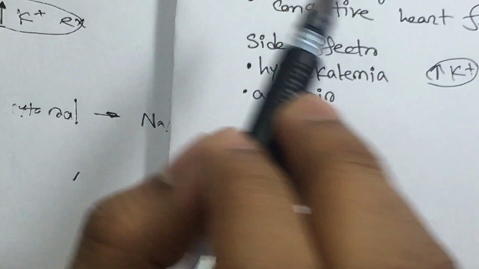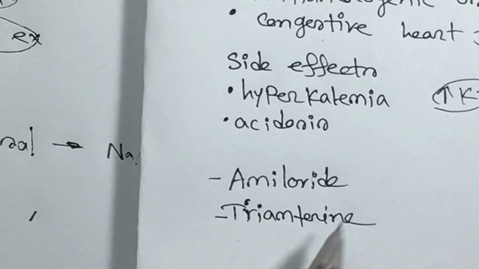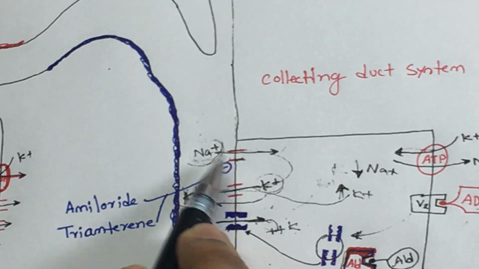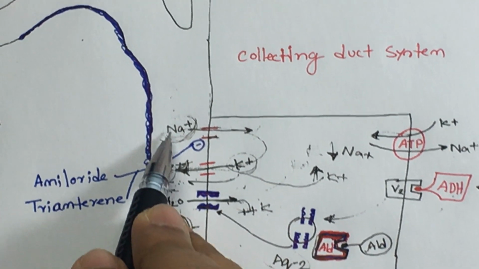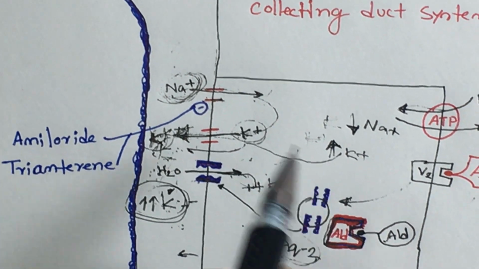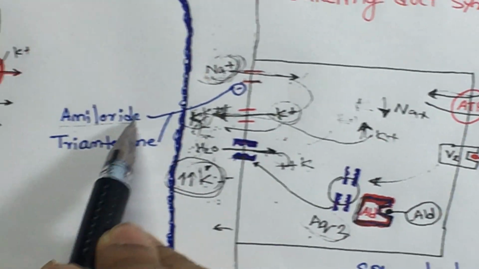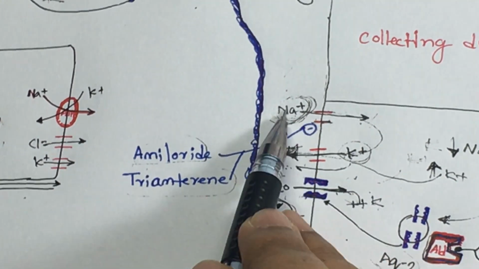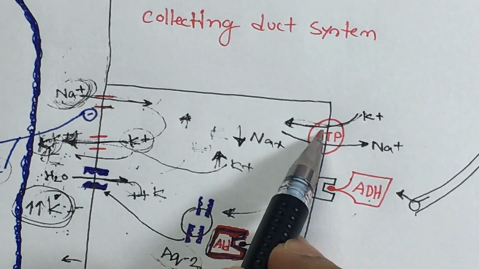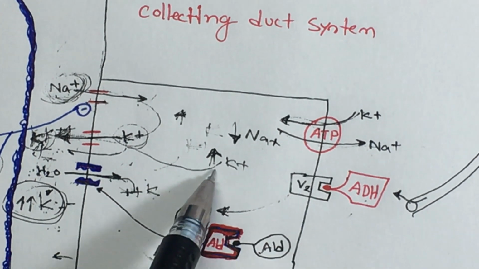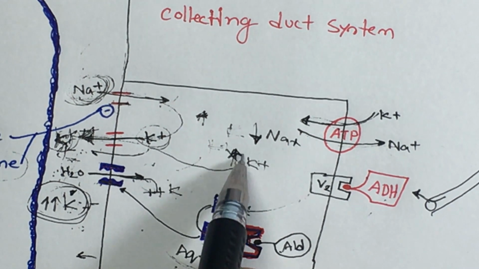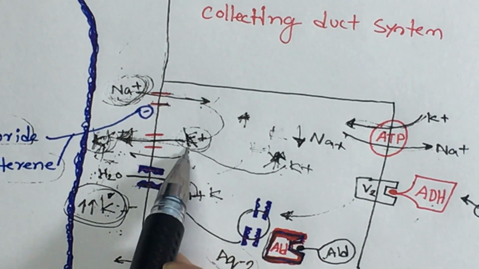Another two potassium sparing diuretics are amiloride and triamterene. Amiloride and triamterene will block this sodium channel called ENaC. So as we are not reabsorbing this sodium in the cell by using this drug, intracellular sodium will not increase, so this ATPase activity will not be increased. So intracellular potassium will not be increased, so potassium excretion will not occur.